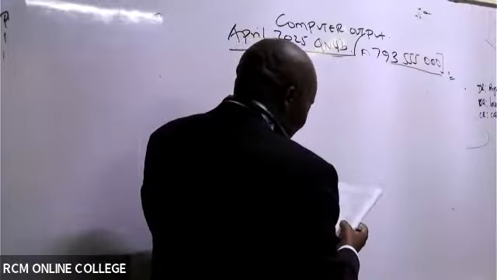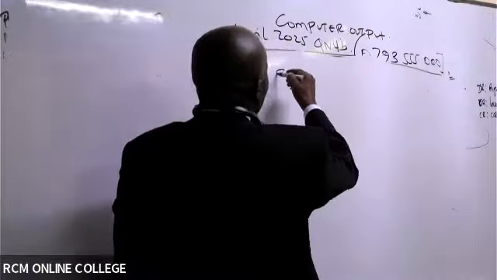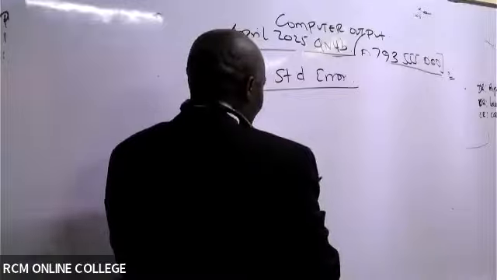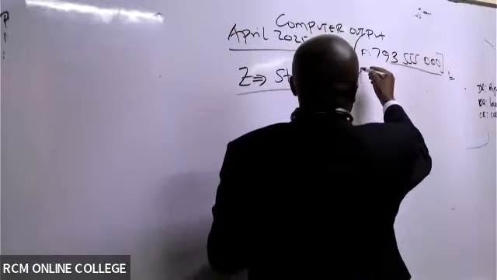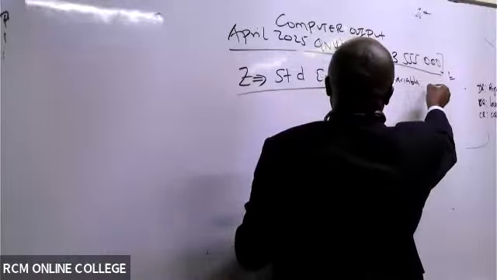Now, if you look at Z, so Z is under what here? Z is under the standard error. It's a standard error, the standard error for variable x1.